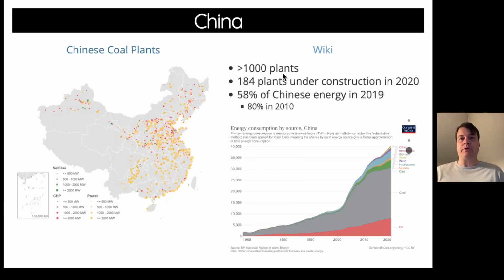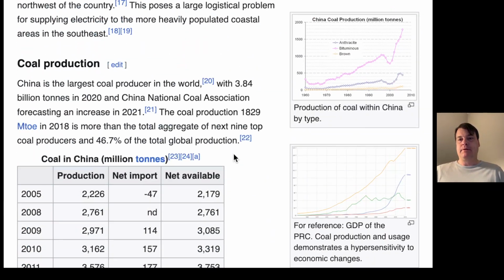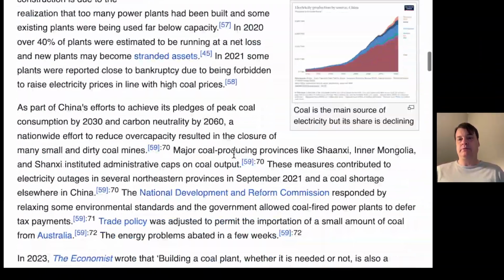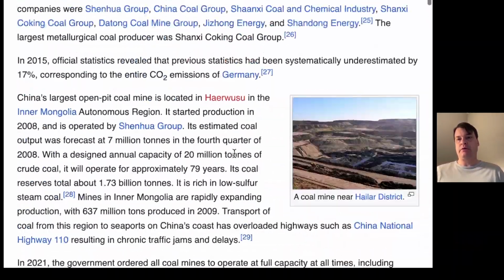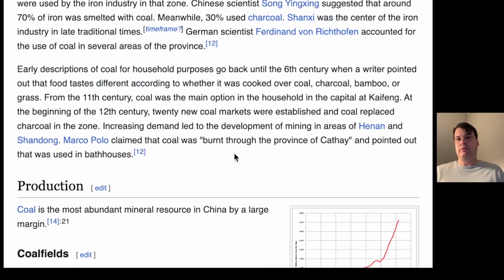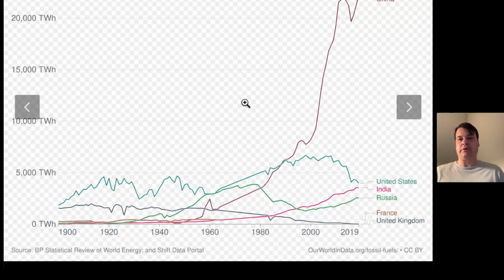You can also see in this Wikipedia article this rise in coal generation. Coal production in China. Yeah, this thing here, where you can see coal production versus various countries. You can see the United States here has dropped significantly, and India's raised a little bit. Russia's kind of been flat. France and UK have dropped significantly over time, while China's just skyrocketed.